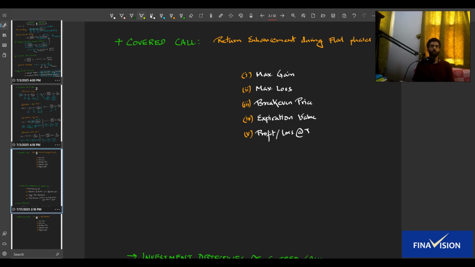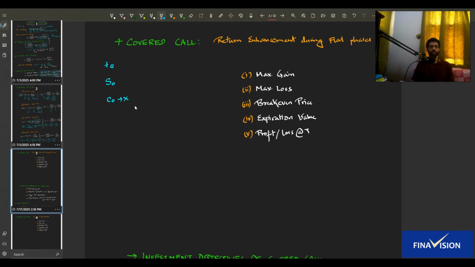Let me explain what we are talking about here. So let's say at t is equal to 0, an investor buys an asset. The price of the asset at that time, let's say, is S0. And at the same time, the same investor sells a call at a premium C0, right? The strike price of this call is, let's say, X. Now, what can be this strike price?